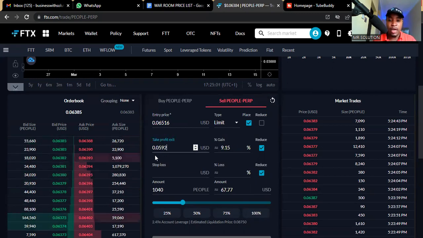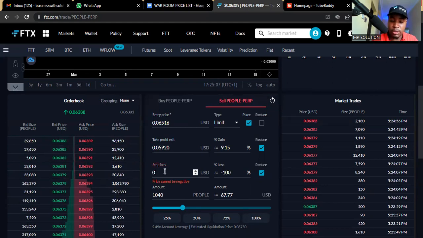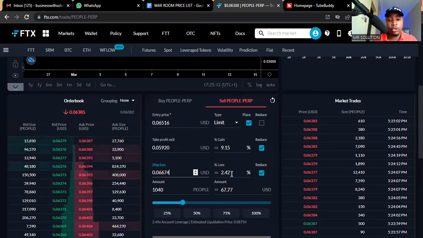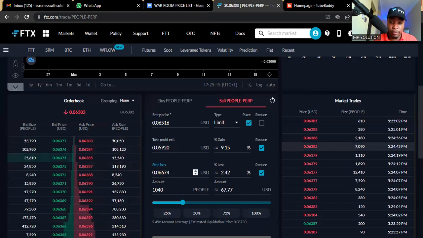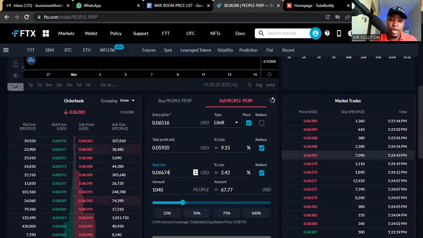That's my TP. And then my stop loss, I'm looking at taking my stop loss to be 0.0666674. Okay, so that's 9:1. That's pretty good, if eventually it plays out. So look at what I'm looking at. I'm risking 2.42 to make 9.15. That's okay. So I've done my calculation and it's okay by my own standard.